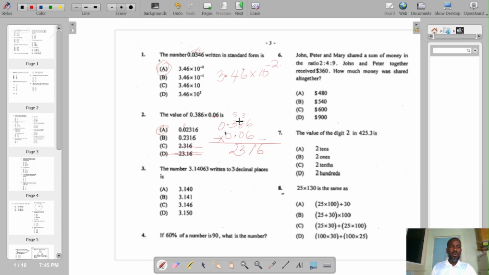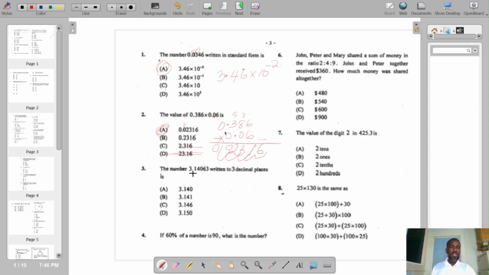Now, if we count the number of decimal places we have 1, 2, 3, 4, 5 decimal places. So we're going to move the decimal point 5 places. So we have 1, 2, 3, 4, 5. So therefore, we have to add a 0 there. So we have 0.02316. Our answer there is A.